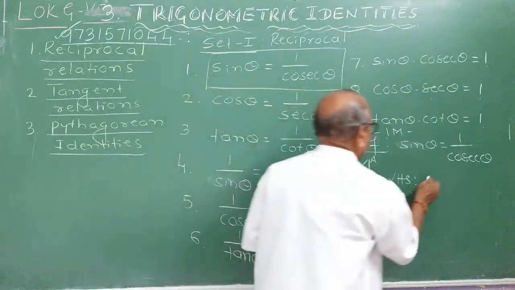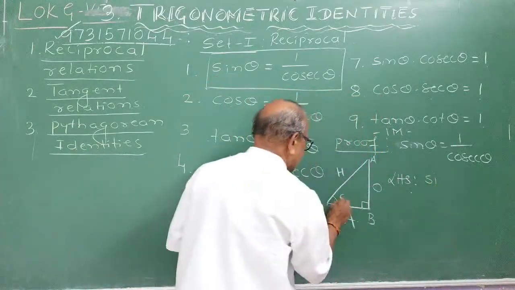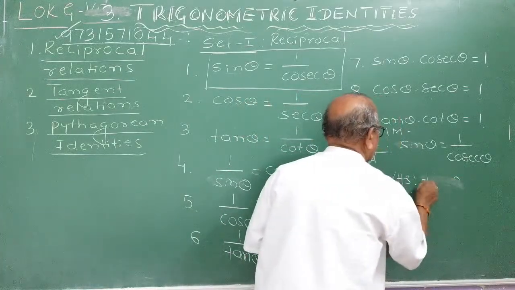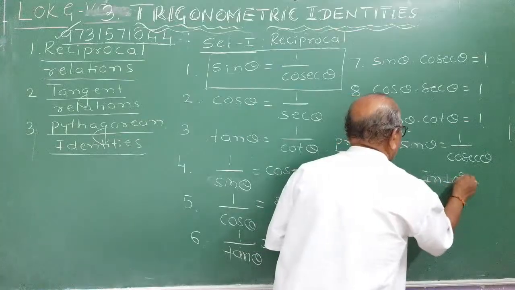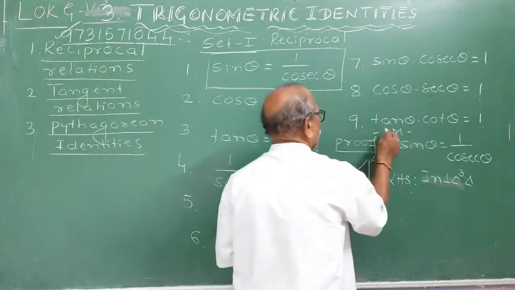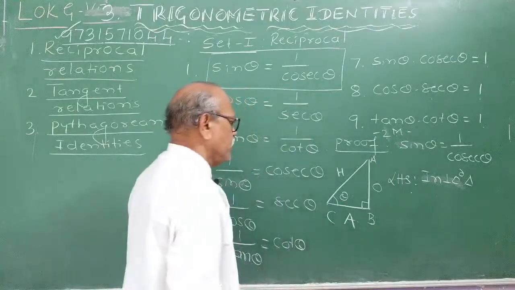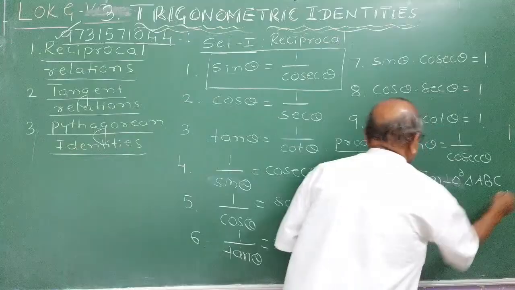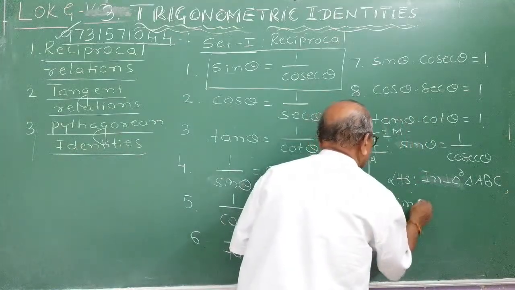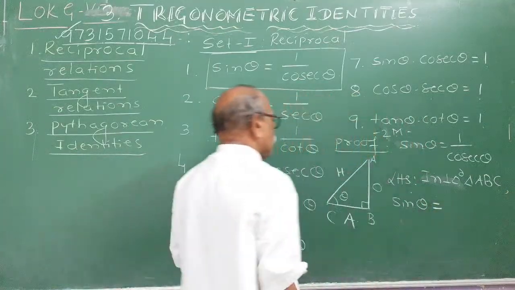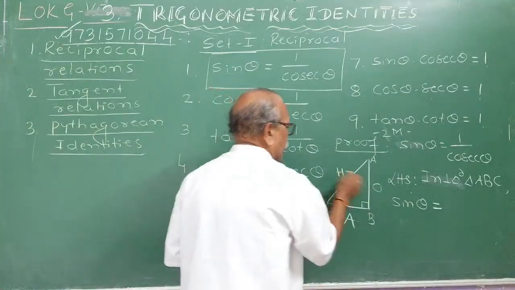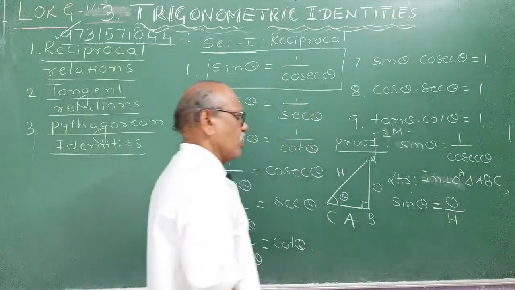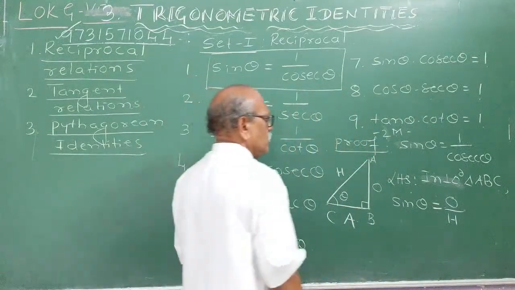LHS. What is the sine? Suppose this angle is theta. What is sine theta equal to in a right angled triangle? Suppose you are asked to prove it in theory for 1 mark or 2 marks. In right angle triangle ABC, what is sine theta equal to? Sine theta is equal to opposite upon hypotenuse. Opposite upon hypotenuse. Okay, got it now? Fine.